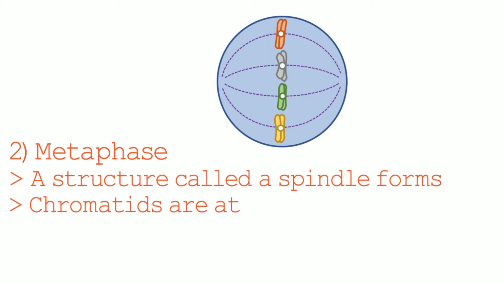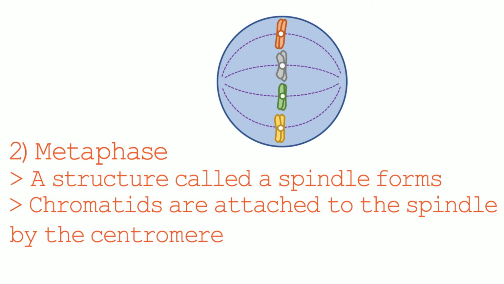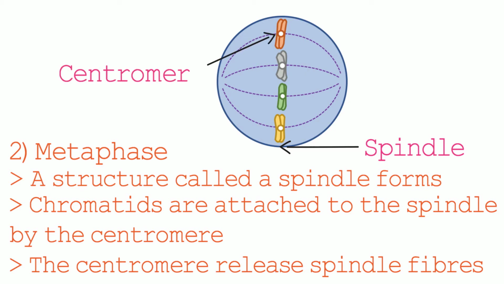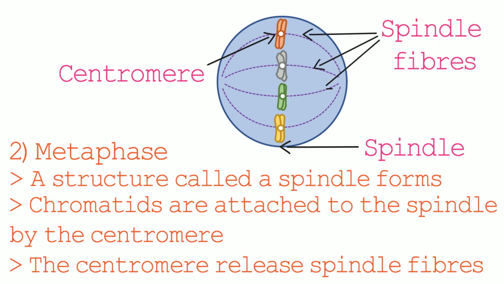The chromatids are attached to the spindle by the centromere, and the centromeres start to release spindle fibers that go either side of the spindle. So on the diagram, we can see the spindle. We can see that the chromatids are joined to the spindle by the centromere. We can also see that the centromere is releasing spindle fibers to opposite ends of the cell.